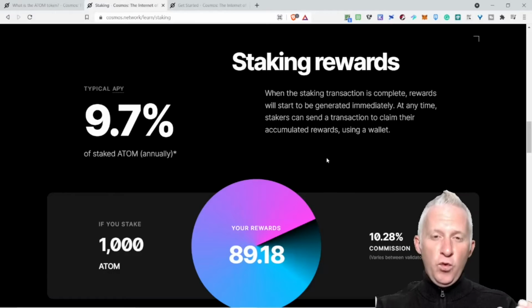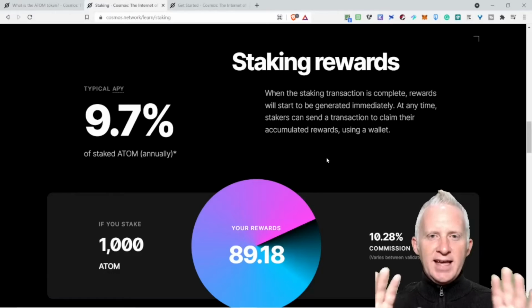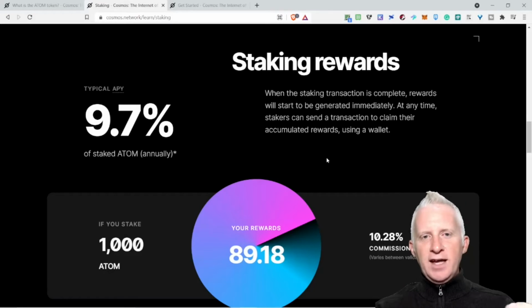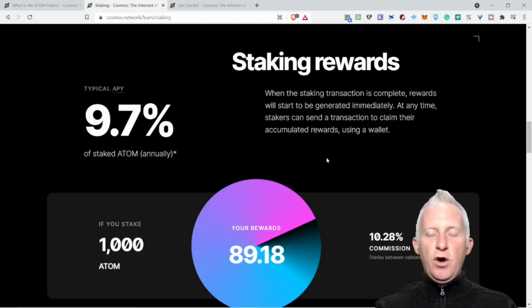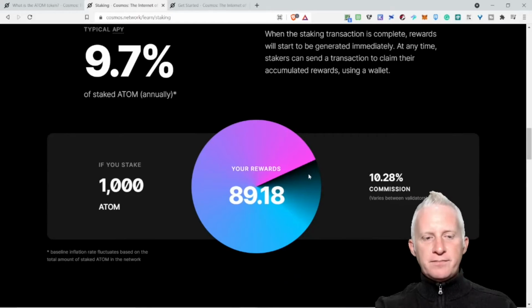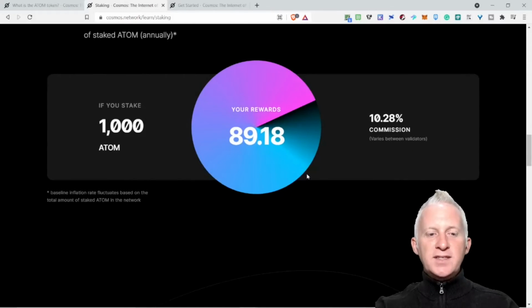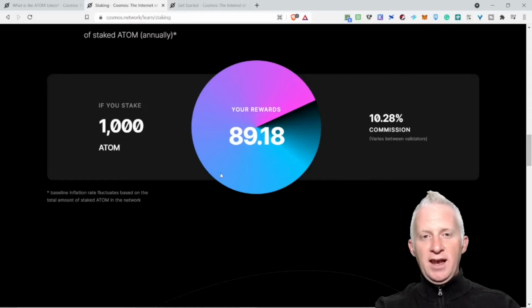So basically, when you stake, you make 9.7% APY. This is really cool. So if you have, for example, 10 Atom, you're going to have 9.7% of new Atom at the end of the year. Over time, this increases. You need to have passion in this game. So if you stake 1,000 Atom, this is a lot of money, your reward will be 89.18.